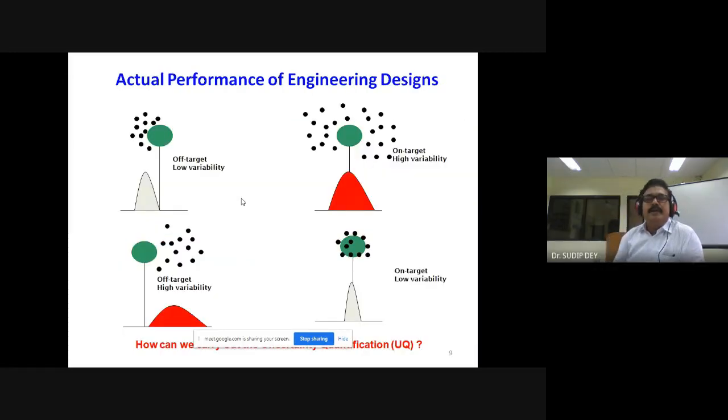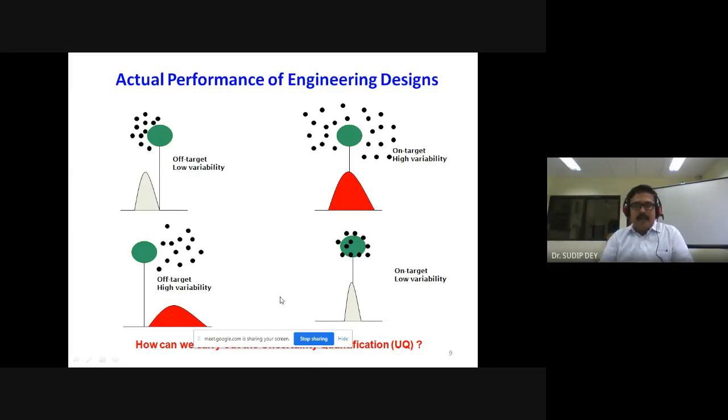Now, coming to engineering design. What is our target? In the first diagram, you can see this is off target with low variability. In the second diagram, this is on target, but with high variability. Here you can see it is off target with high variability. But what exactly is required? What we require is to be on target with low variability.